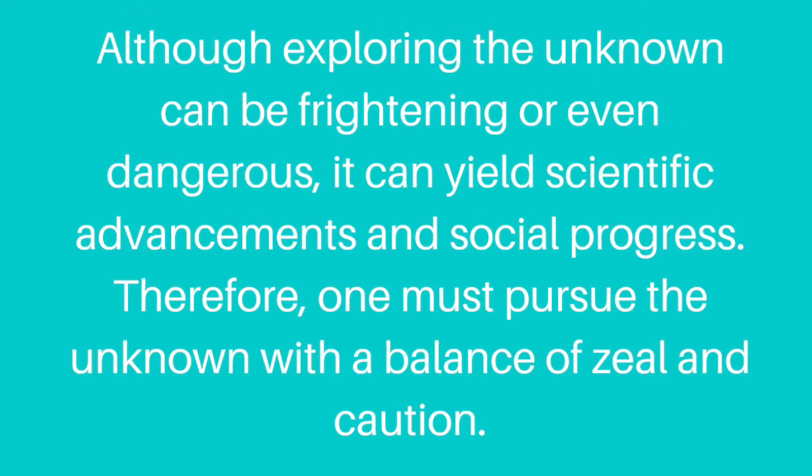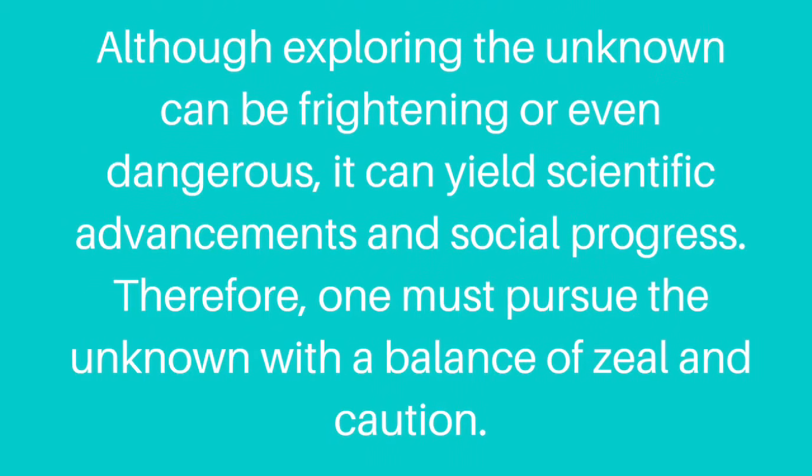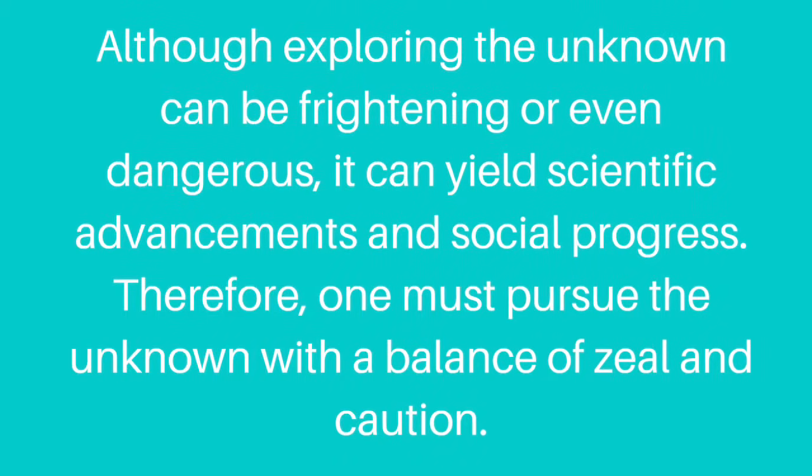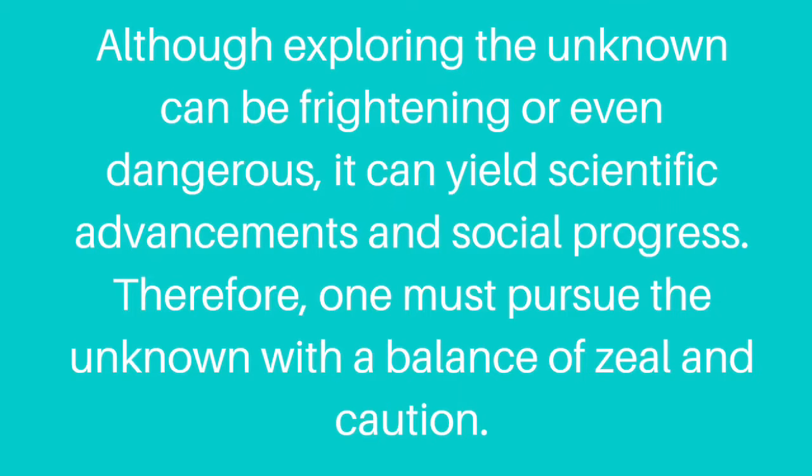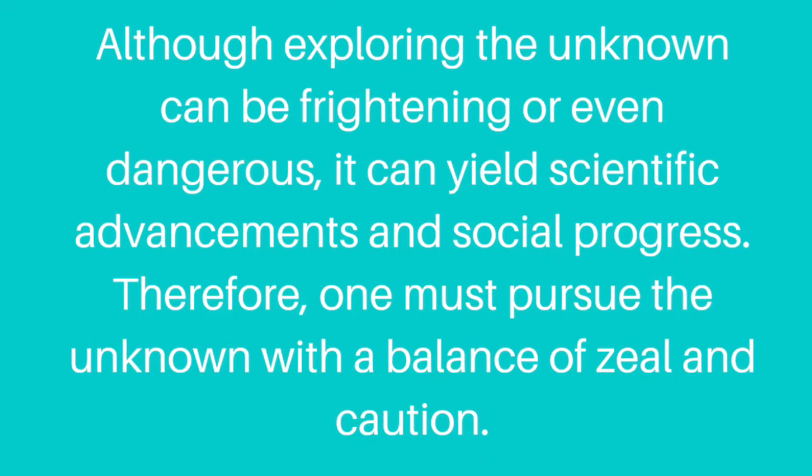So presumably the examples that the student will give later on in the paper tie back to either scientific advancement or social progress. So we don't know exactly what type of advancements or progress we're talking about, but we at least have some kind of reason here, which is sufficient. And then we've got this idea that it requires a balance of zeal and caution. So zeal has a positive connotation and caution has a bit more of a negative connotation. So we have this juxtaposition here of concepts.